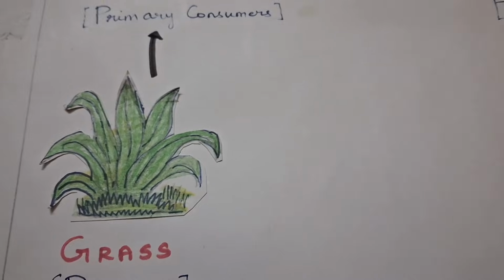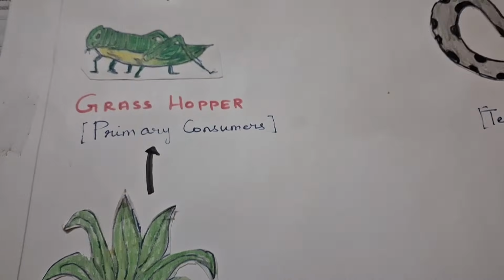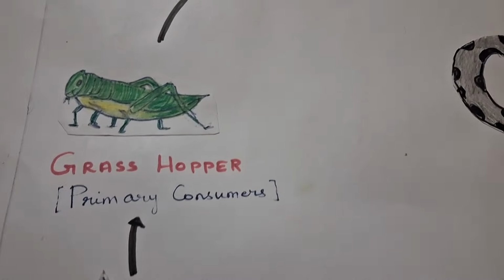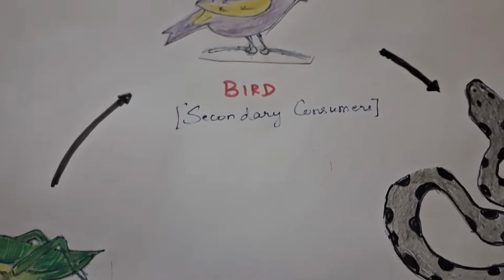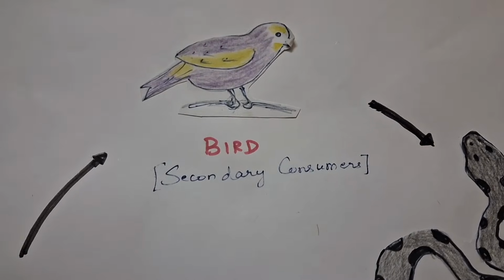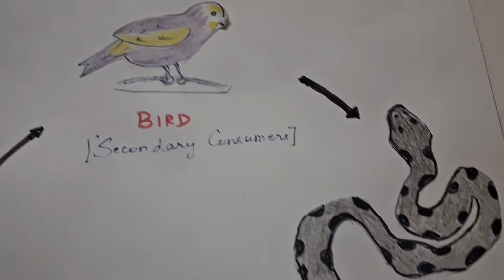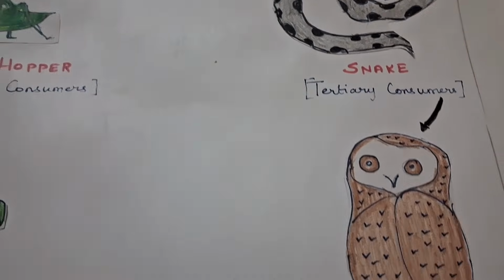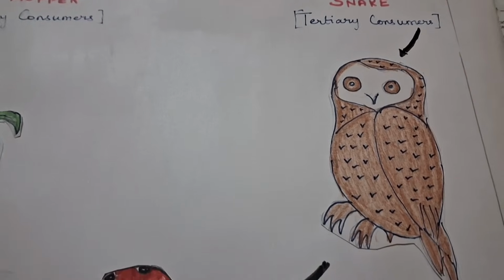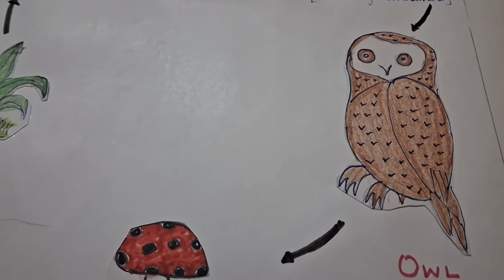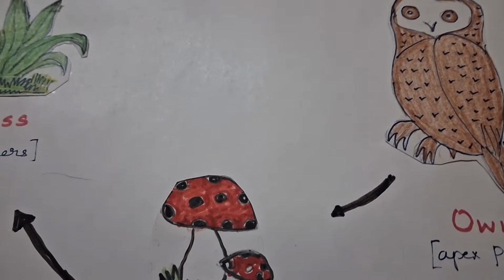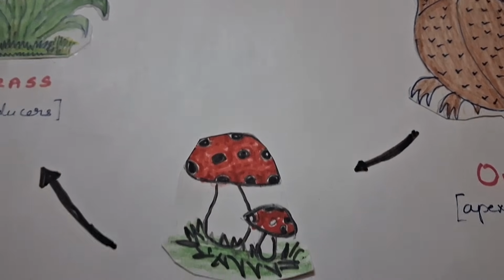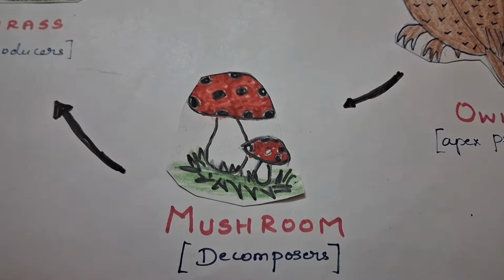This is grass. The grass is eaten by grasshopper. Then that grasshopper is eaten by a bird. The bird is eaten by a snake. And the snake is eaten by an owl. And finally, when the owl dies, it falls to the soil, and there a mushroom grows. That is a decomposer.